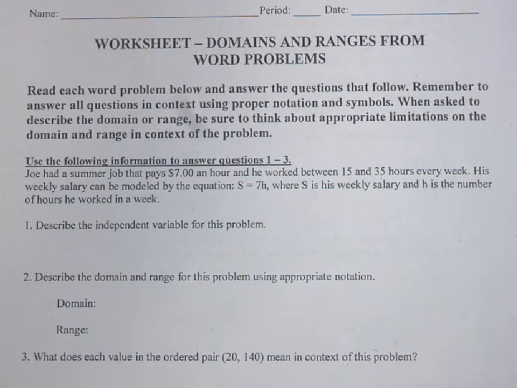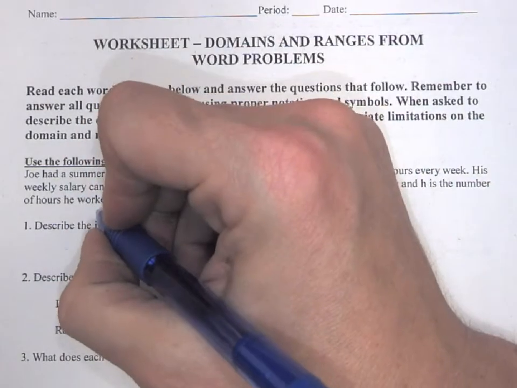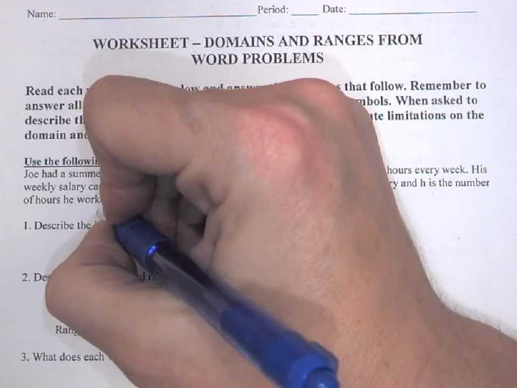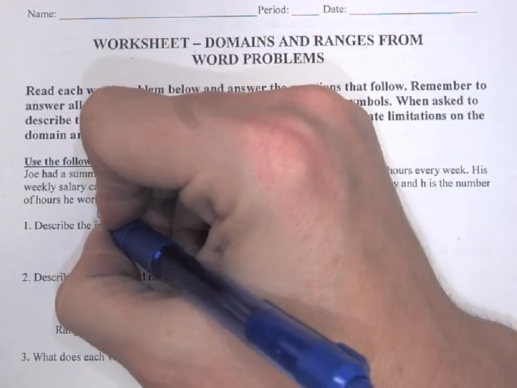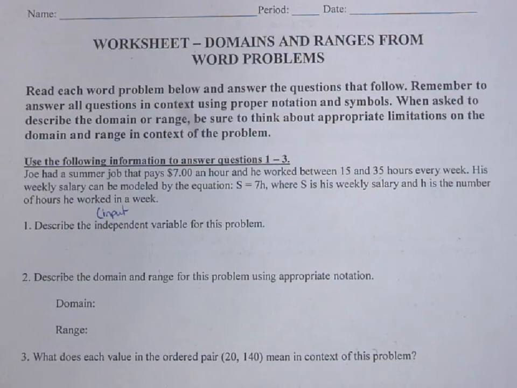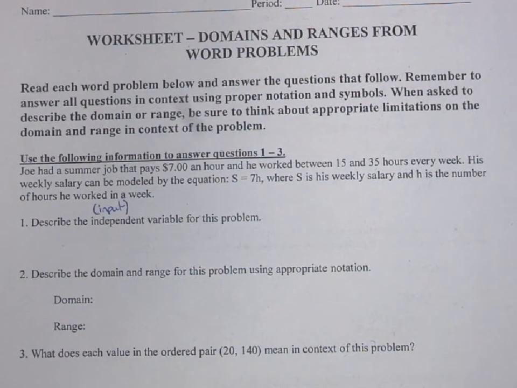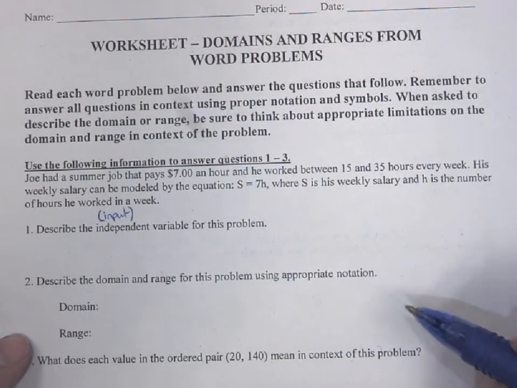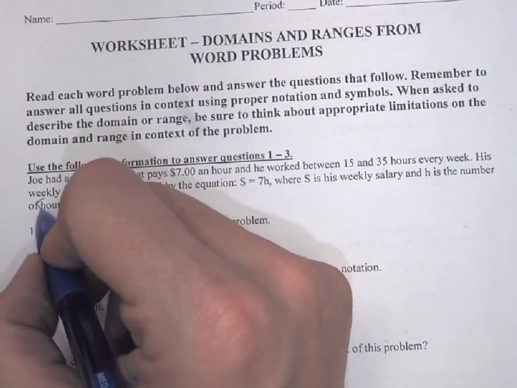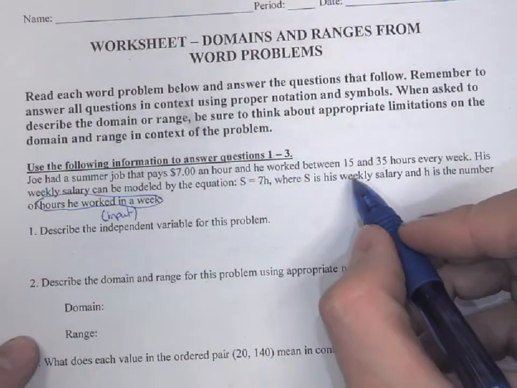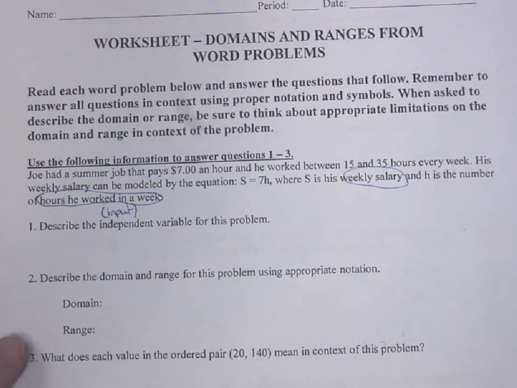The first question here talks about the independent variable and what the independent variable is. So remember that independent variable is talking about the input, or traditionally independent is X. In this case it won't be X, it'll be a different letter, but it's usually the X variable. Okay, so we're talking about input. There's two quantities here that we're talking about, right? We got hours that he worked in a week, and we also have weekly salary. Okay, they're both going to change depending on the week.